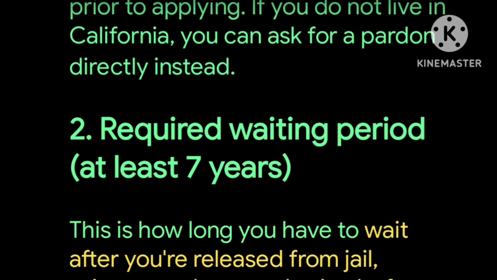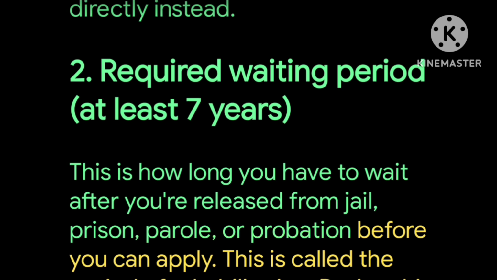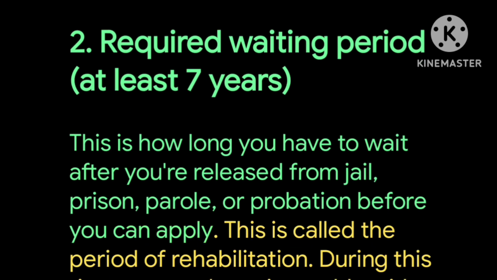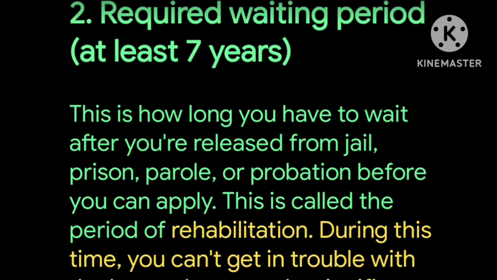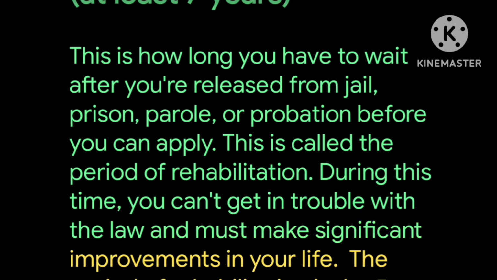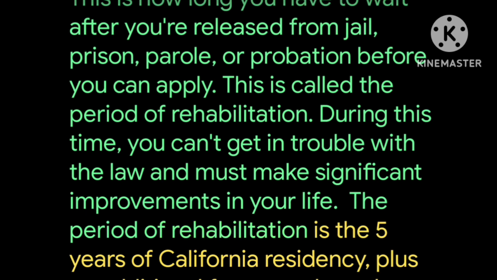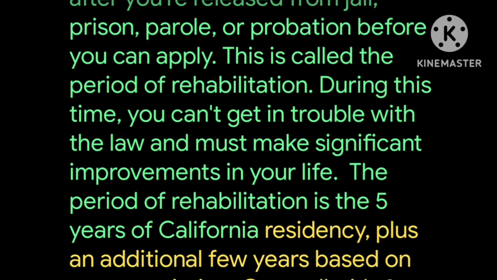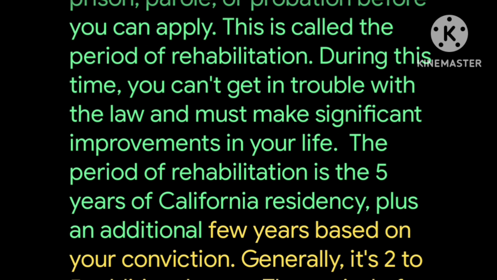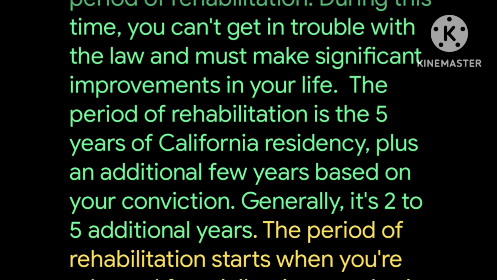This is how long you have to wait after you're released from jail, prison, parole, or probation before you can apply. This is called the period of rehabilitation. During this time, you can't get in trouble with the law and must make significant improvements in your life. The period of rehabilitation is the 5 years of California residency, plus an additional few years based on your conviction. Generally, it's 2 to 5 additional years.